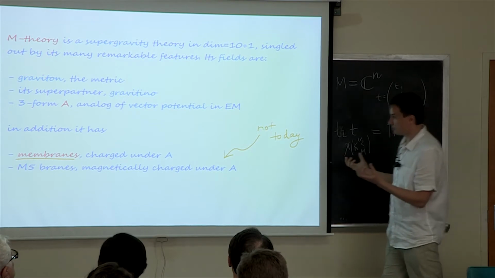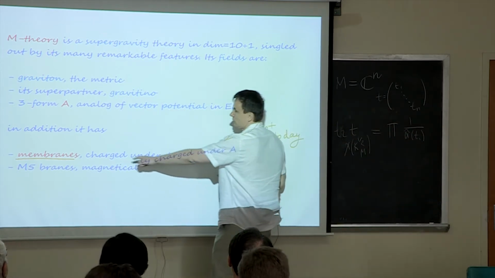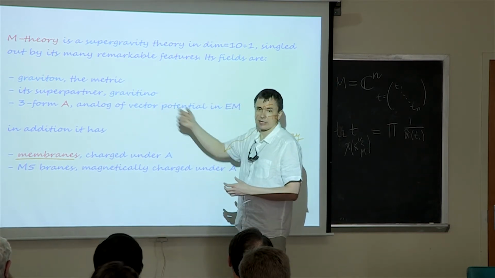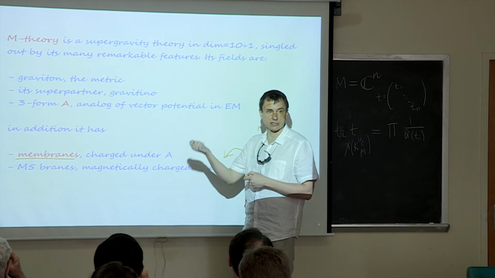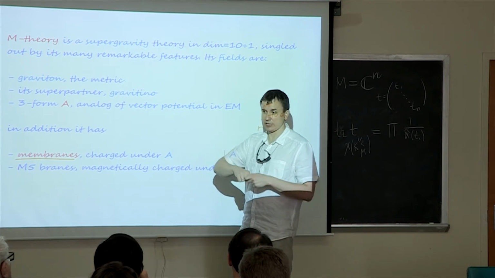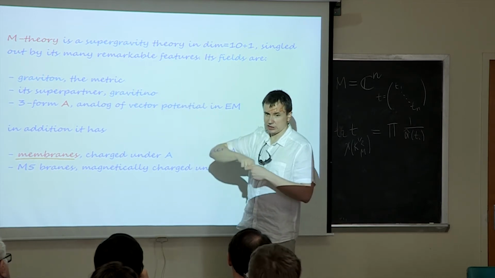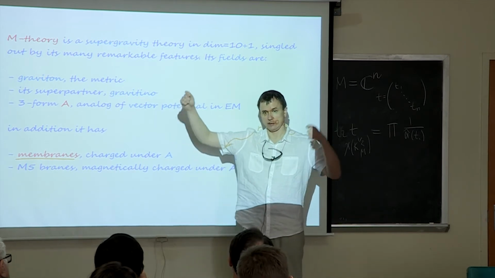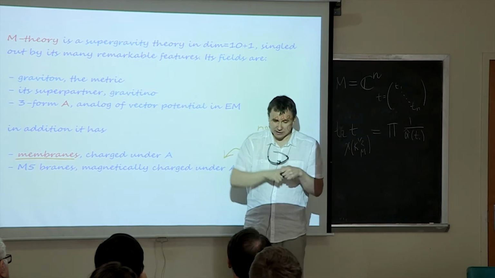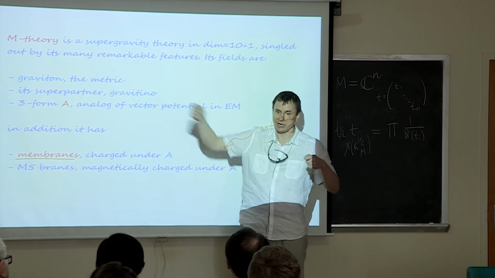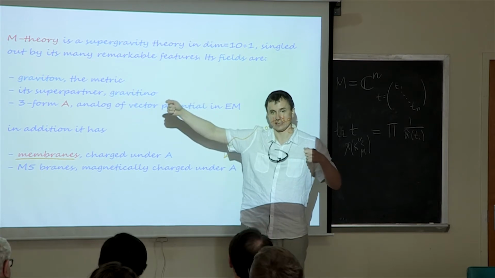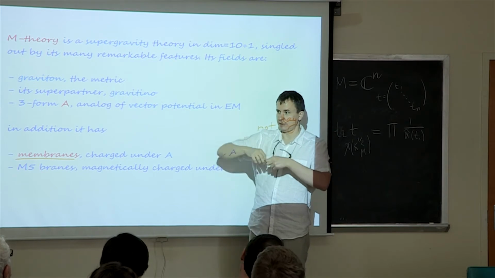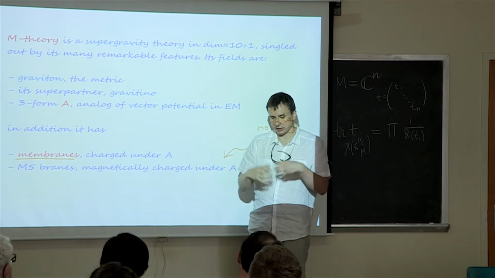And now the extended objects. We will talk about the membrane, and the membrane to the 3-form is what a charged particle is to the vector potential in electromagnetism. So if you have a charged particle, then its electromagnetic action is the integral of the 1-form, the vector potential, along the world line of that particle times its charge. So if you have a particle, it's naturally charged under a 1-form.